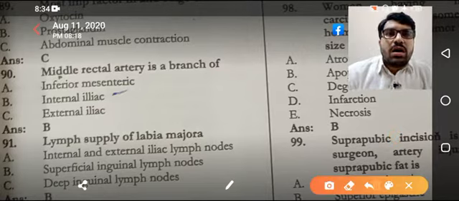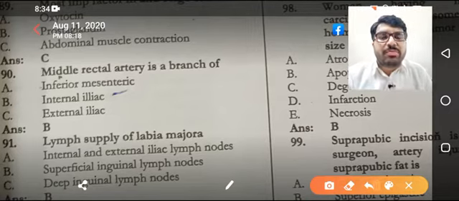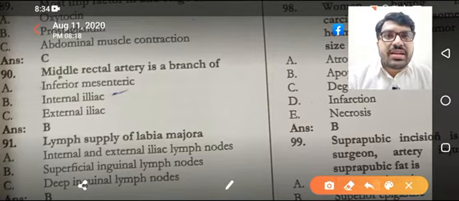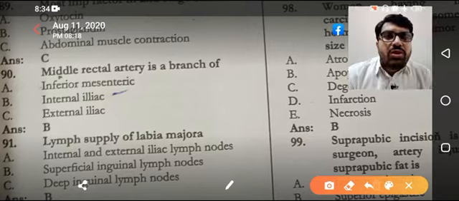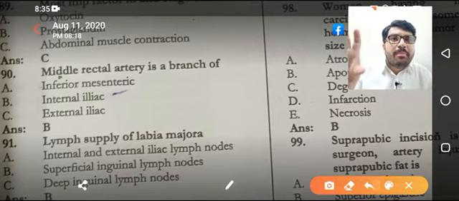So if they ask which of the following goes to the portal system, the answer is superior rectal vein. And which goes to the systemic venous system? That is middle rectal vein and inferior rectal vein. When you give rectal suppositories, the drug is carried by the middle and inferior rectal veins directly into the systemic circulation, and the liver is bypassed.